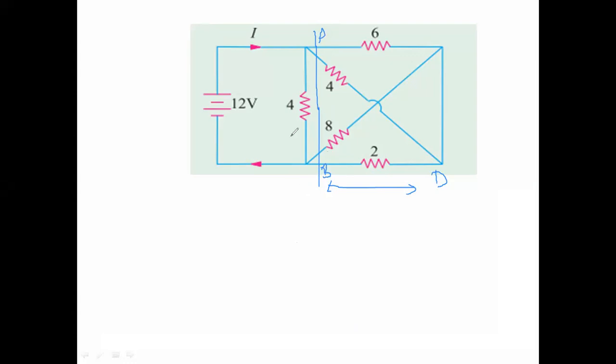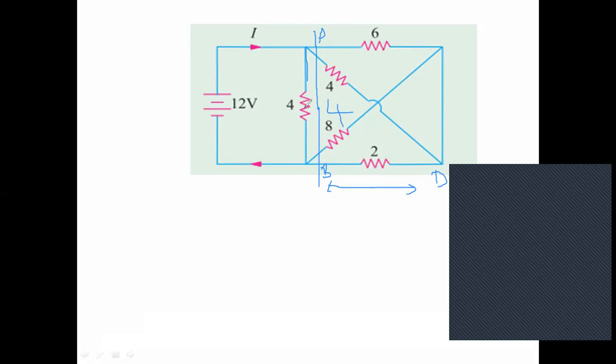Here it is 12 volts, and here we have another resistance of 4 ohms, and up to this point it is 4 ohms. Now this 4 ohms resistance and the 4 ohms resistance we derived are both in parallel. The net resistance is 2 ohms.